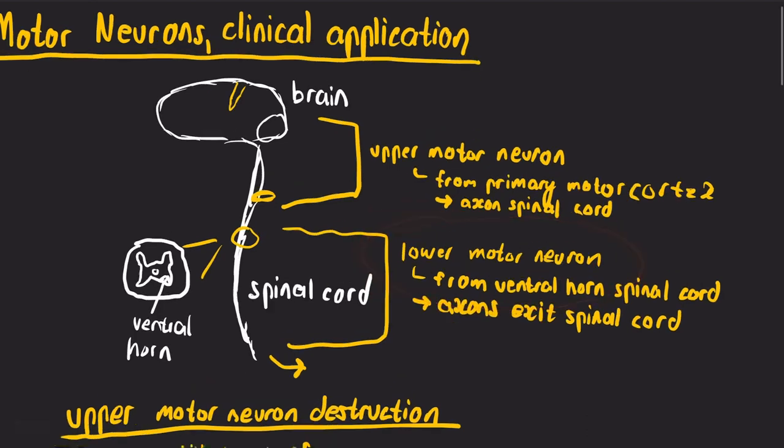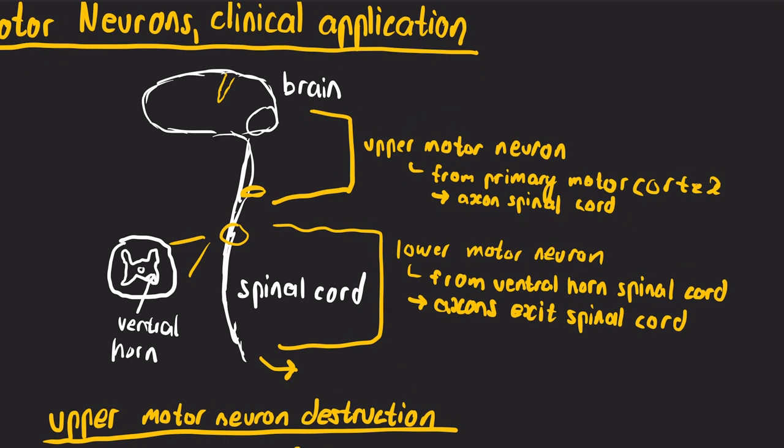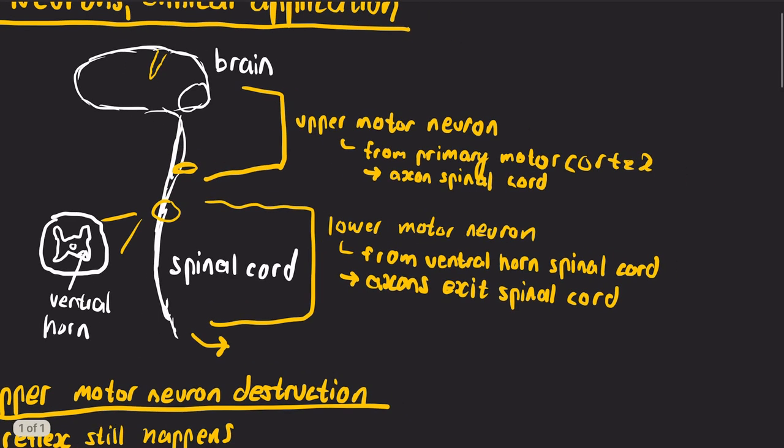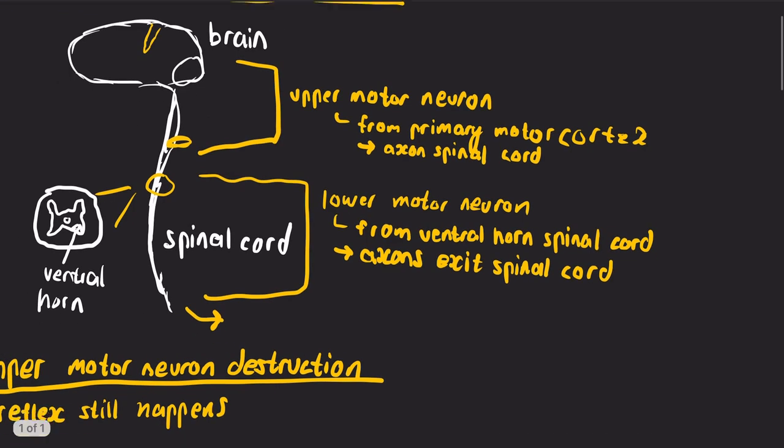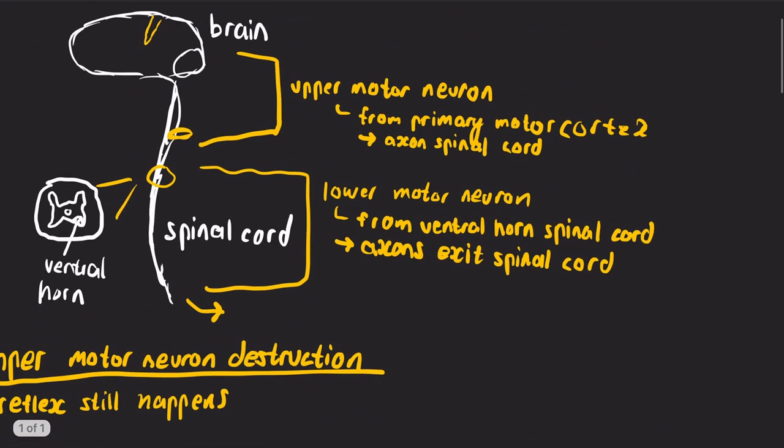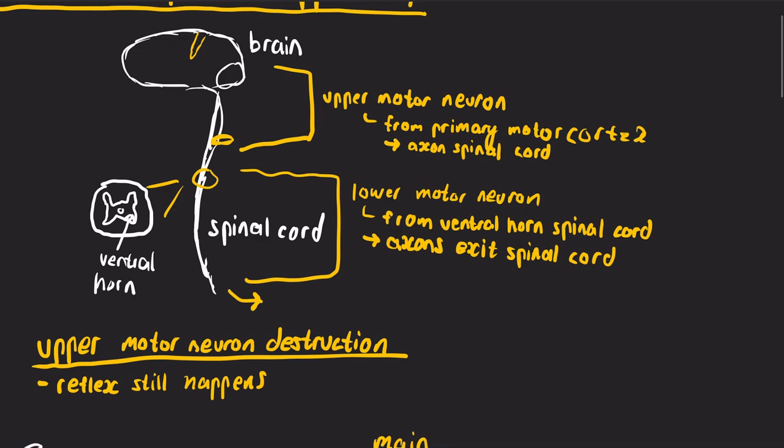Today we will be looking at a brief summary on the upper motor neurons and the lower motor neurons. The upper motor neuron can be found from the primary cortex all the way onto the axon of the spinal cord. And then when we go from the upper motor neuron to the lower motor neuron, this can be found from the ventral horn of the spinal cord, part of our central nervous system, and as it exits onto the axons of those spinal cords.